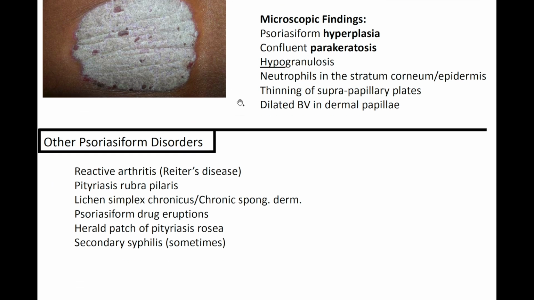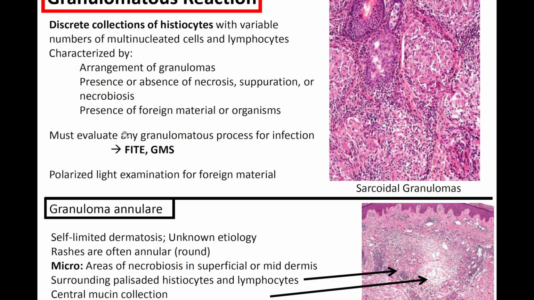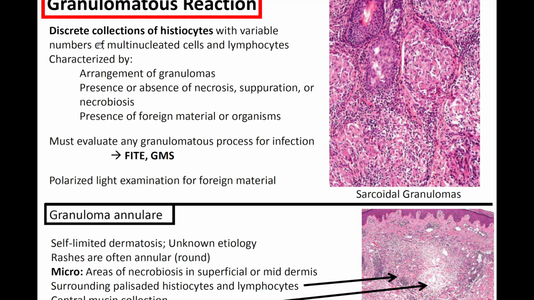So some other psoriasiform disorders, you can have reactive arthritis, Reiter's disease, pityriasis rubra pilaris, lichen simplex chronicus or chronic spongiotic dermatitis, psoriasiform drug eruptions, herald patch of pityriasis rosea, and secondary syphilis can sometimes have a psoriasiform pattern. All right, moving right along, granulomatous reaction.